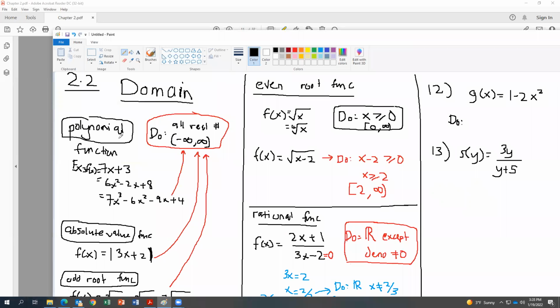Is this a polynomial, absolute value, odd roots, even roots, or rational function? This is a polynomial, and for a polynomial, the domain is what? All real numbers. And again, in your online homework, they don't accept the words all real numbers. So you have to give it to me as -infinity to +infinity. Okay, so this is the domain for it.